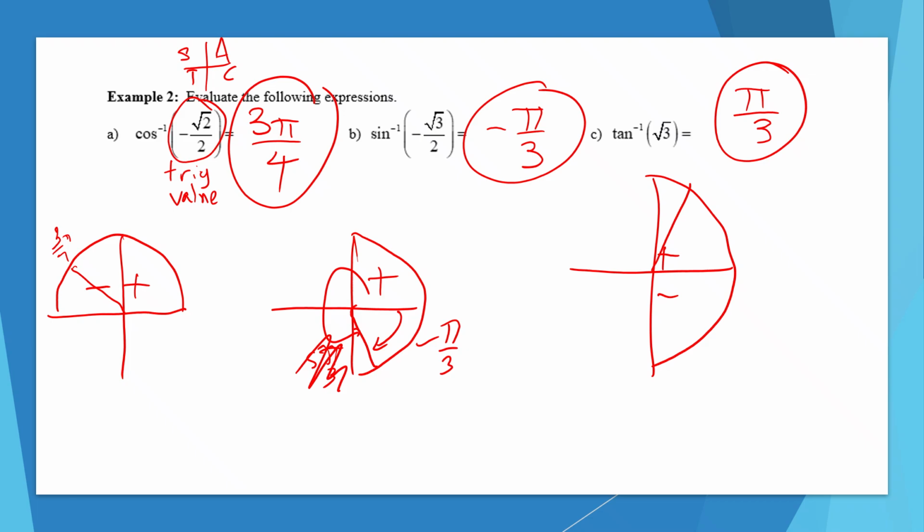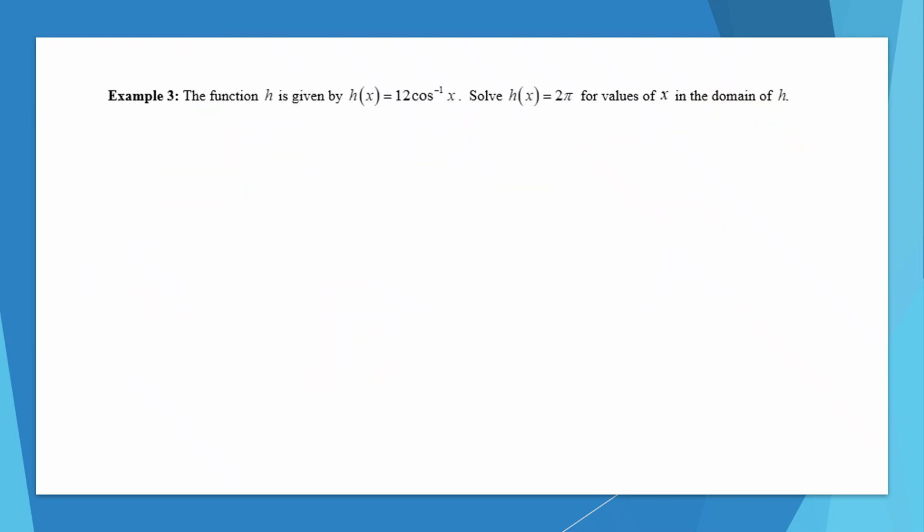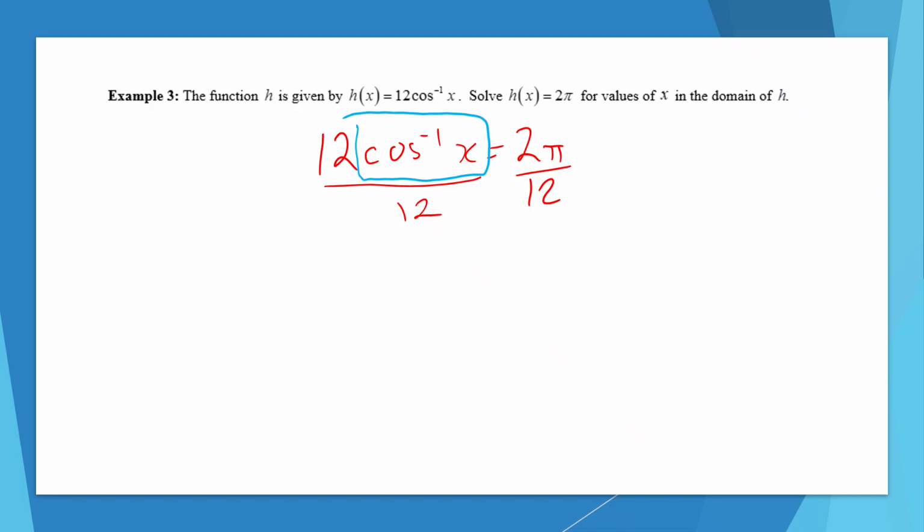All right, let's move on. Here, you're going to see a few of these on your next quiz where it's two equations. To solve it, just set them equal to each other. So we have 12 inverse cosine of x equals 2 pi. What we're going to do first is divide both sides by 12. The reason we do this is because you want to isolate the inverse trig function, to get it by itself on one side. So here we will be left with inverse cosine of x equals pi over 6. That's 2 pi over 12 simplified.